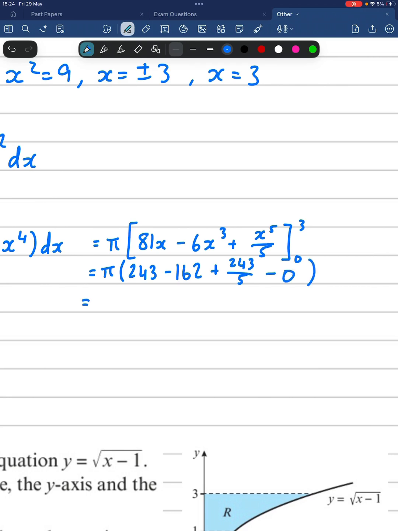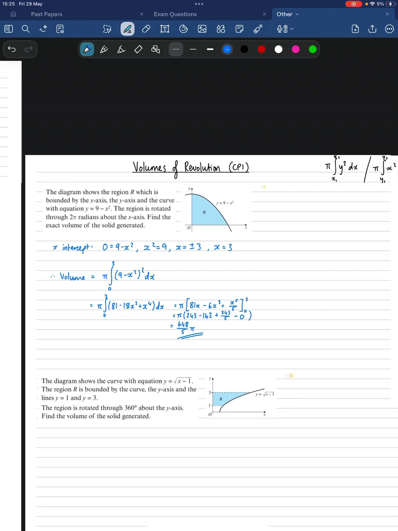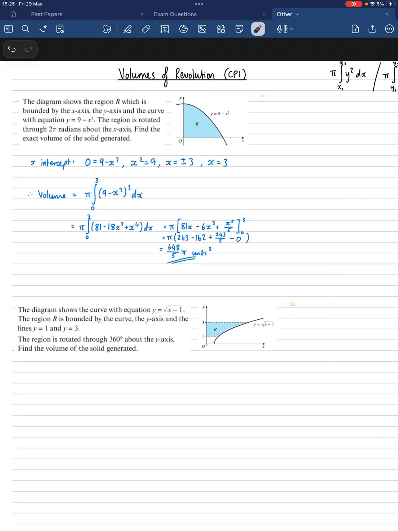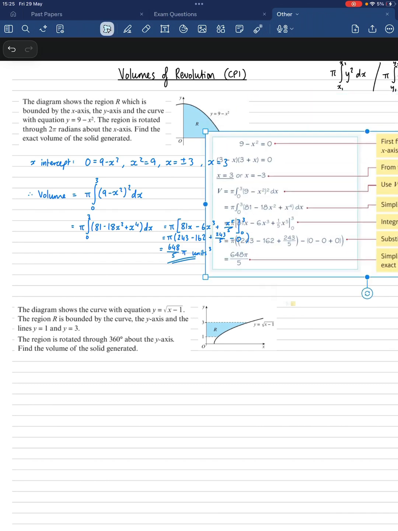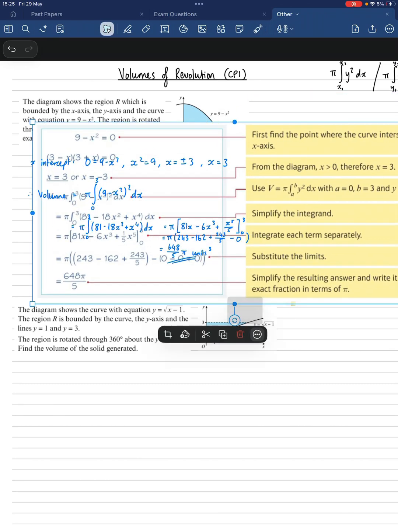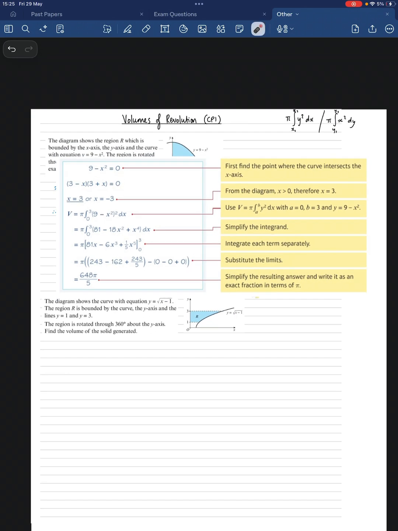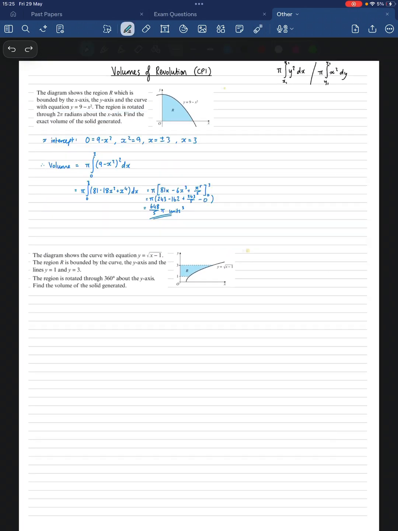Well, now you just simplify this, and this gives us 648 over 5 pi. And I guess units cubed, if you wanted, because it's a volume. So our answer is 648 over 5 pi. And that is what they got as well. Alright, so that was the volume of revolution about the x-axis.